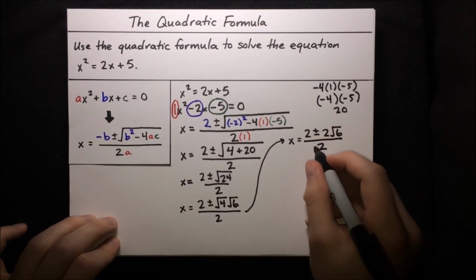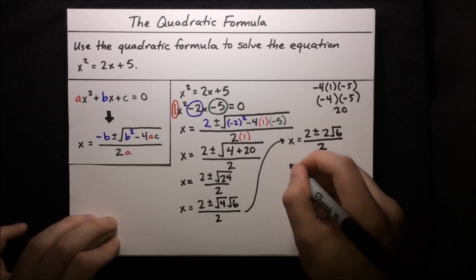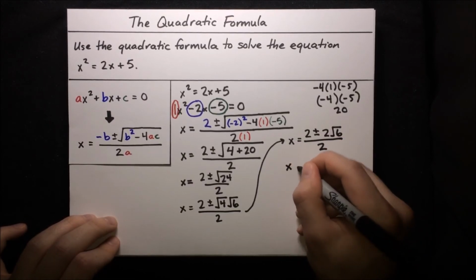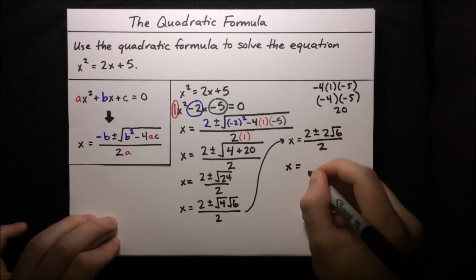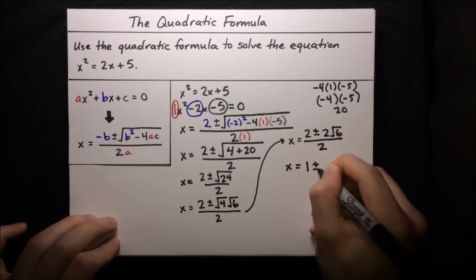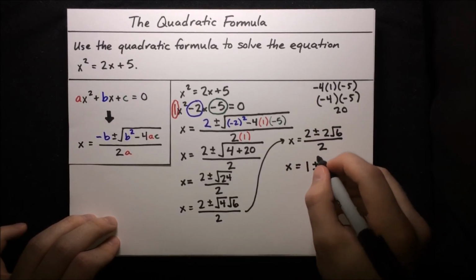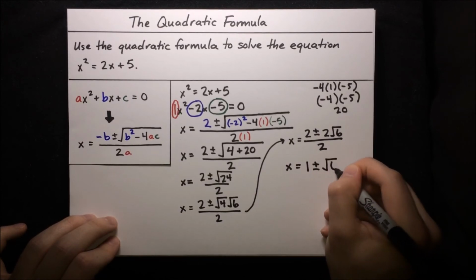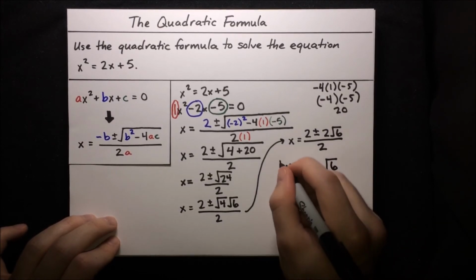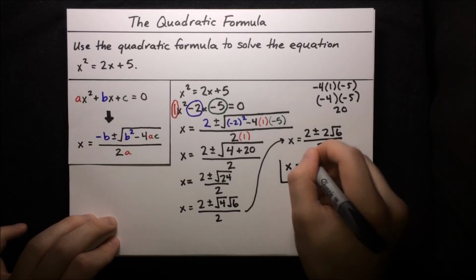And now we can just divide each of these terms, the numerator by the denominator, which is 2. So x equals 2 over 2, or just 1, plus or minus 2 root 6 over 2, which is just root 6. So there we go, there we have it. X equals 1 plus or minus root 6.